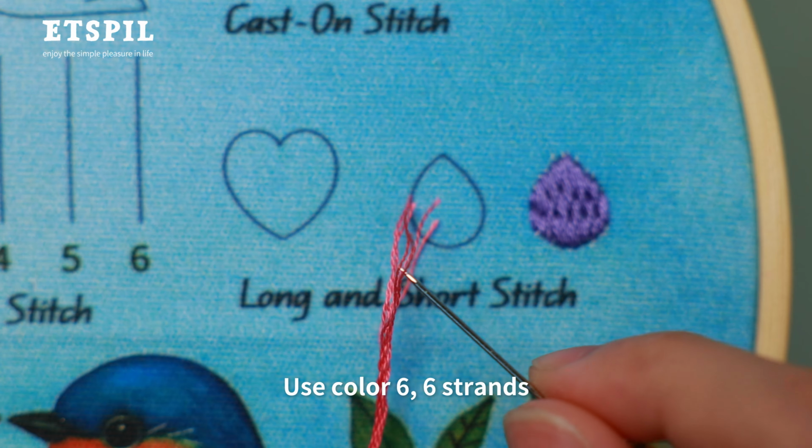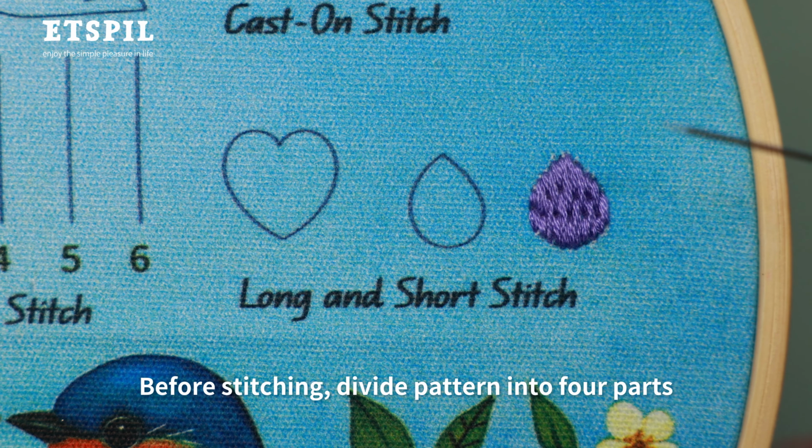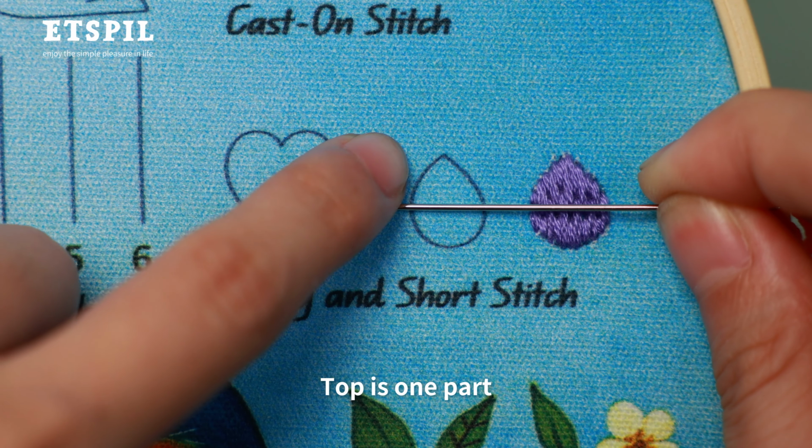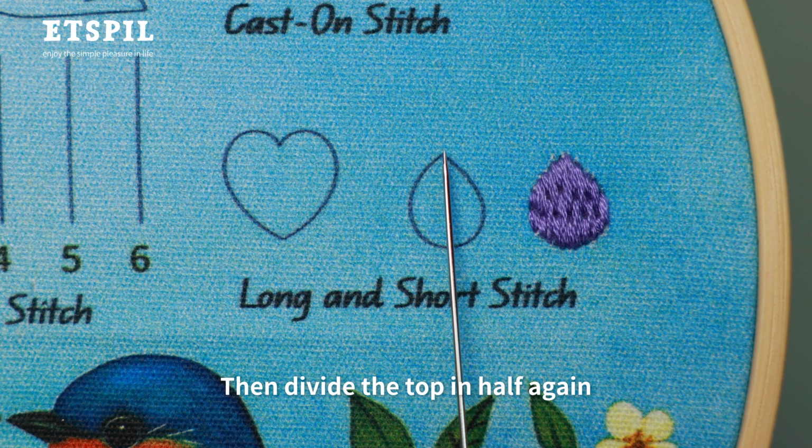Use color 6 strands. Before stitching, divide the pattern into 4 parts. Top is 1 part. Bottom is 1 part. Then divide the top in half again.